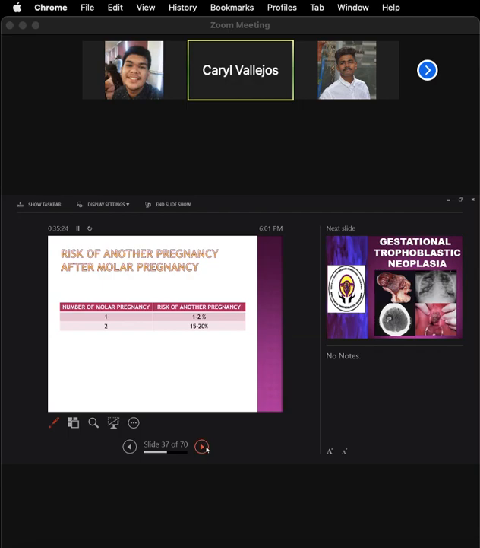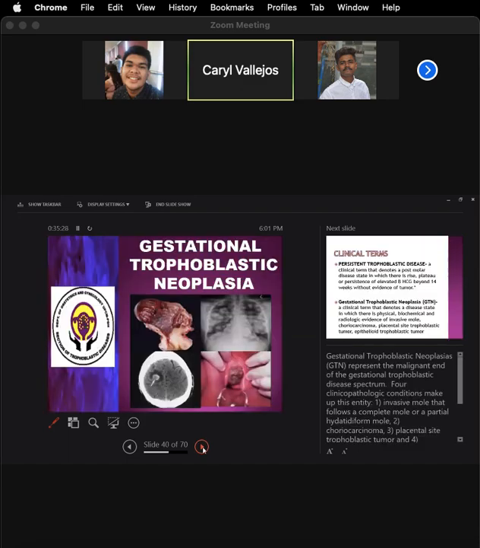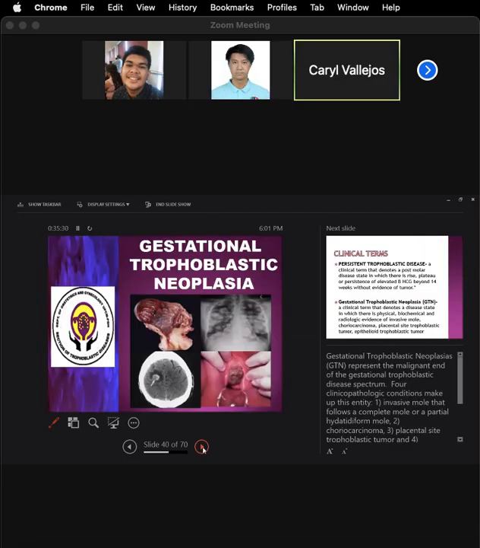So gestational trophoblastic neoplasia is the malignant end of the gestational trophoblastic disease spectrum. There are 4 clinicopathological conditions that make up this entity: the invasive mole, that is, it follows a complete mole or partial hydatidiform mole; the choriocarcinoma; the placental site trophoblastic tumor; and the ETT, or epithelioid trophoblastic tumor.